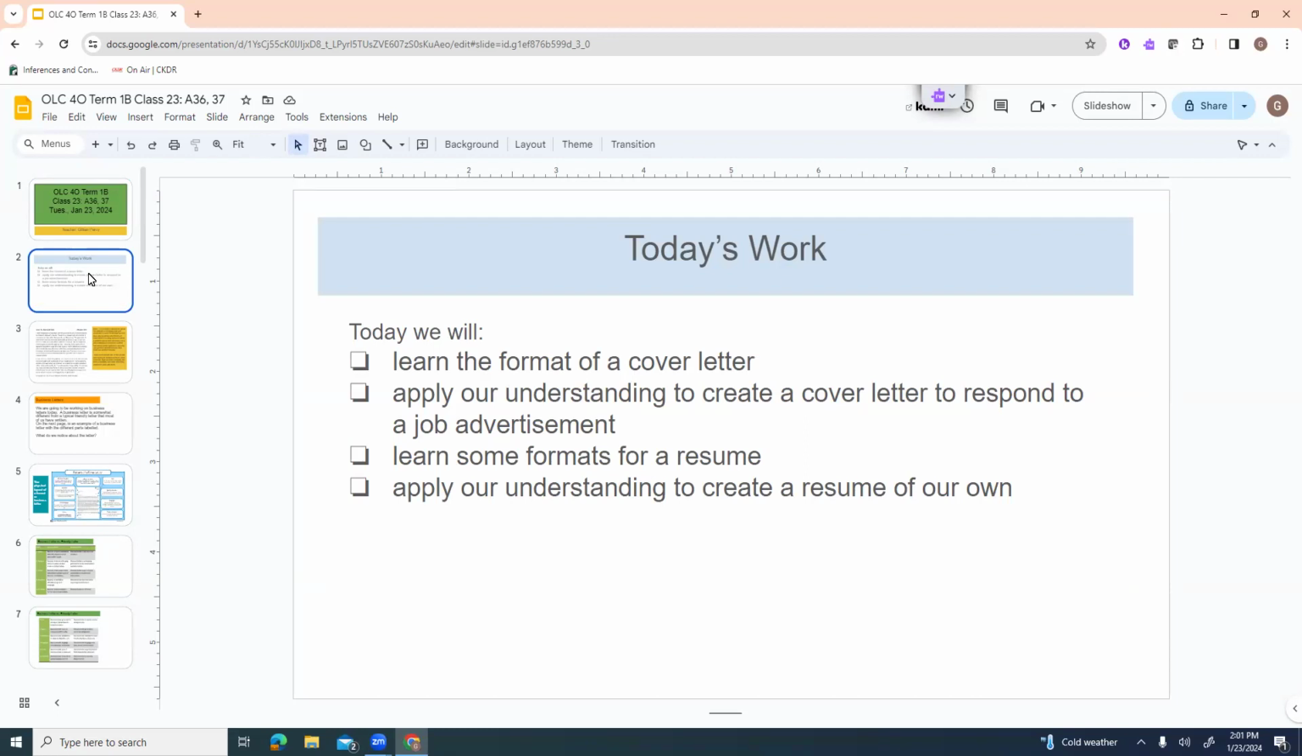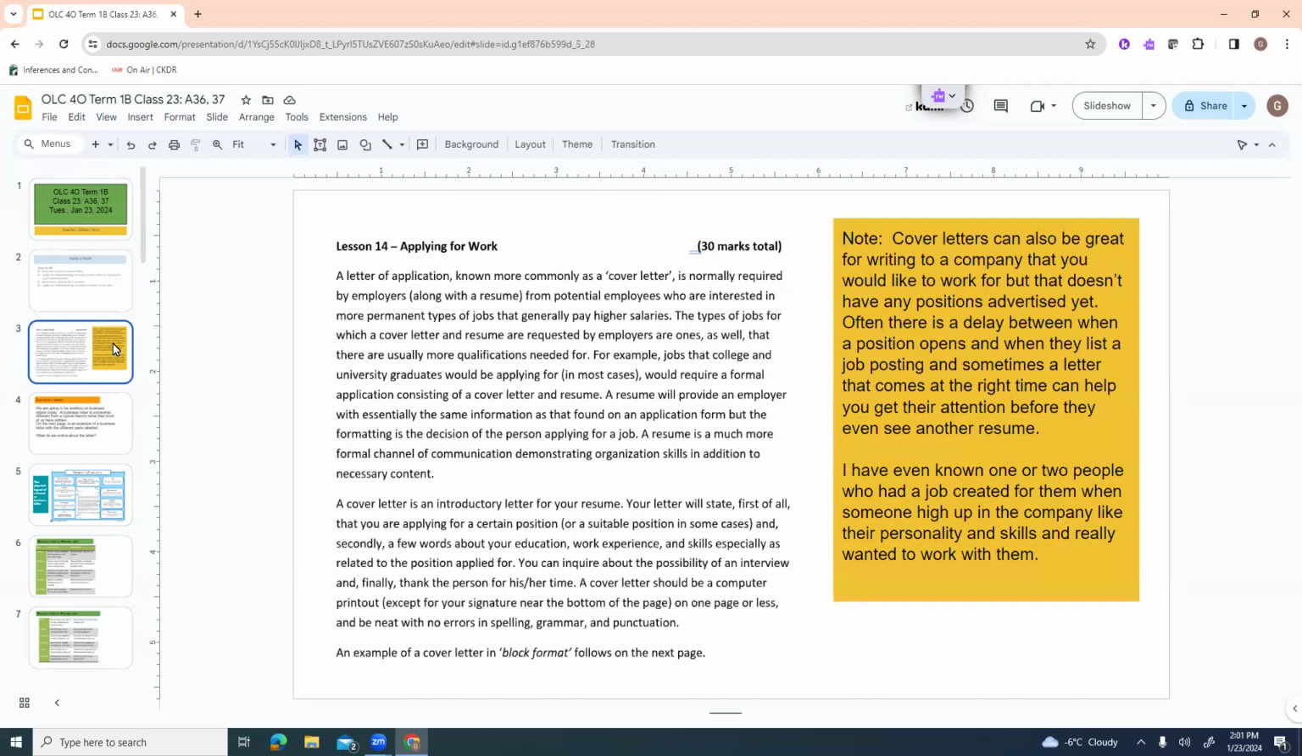We are going to be working on learning the format of a cover letter, applying our understanding to create a cover letter to respond to a job advertisement, learning some formats for a resume, and applying our understanding of those formats to create a resume of our own. Okay, so lesson 14 is all about applying for work.